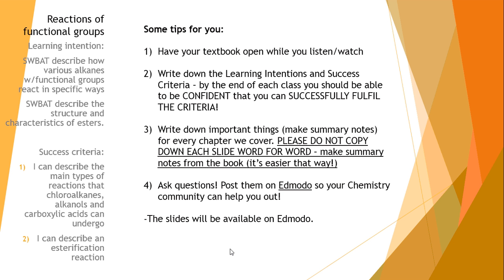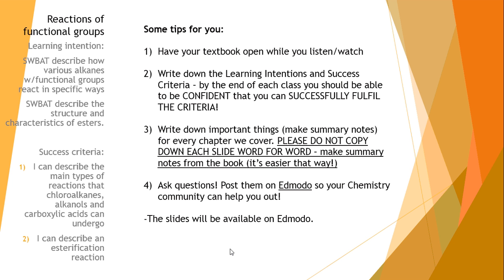So the tips that we talked about last class: make sure you have your Heinemann textbook open on another tab, or have the physical book open as you listen and watch. Make sure you write down the learning intention and success criteria, and make sure that you can actually do it. If you can't do it, or you find that this class hasn't enabled you to do that, make sure you go back to the book and figure it out.